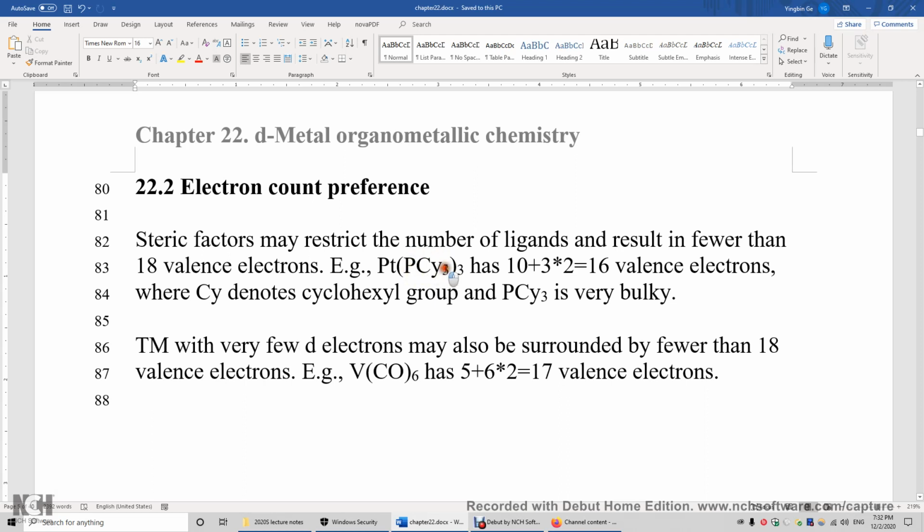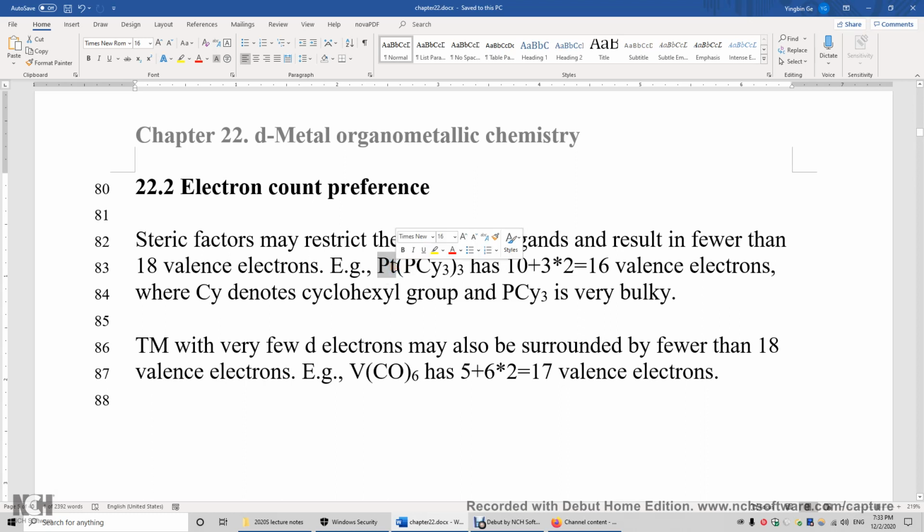So this is tricyclohexyl phosphine ligand, and we have 3 of them. And actually there are 3 times 3, 9 cyclohexane rings surrounding this transition metal center. And that's why, due to this steric factor, this platinum is bonded to only 3 ligands.